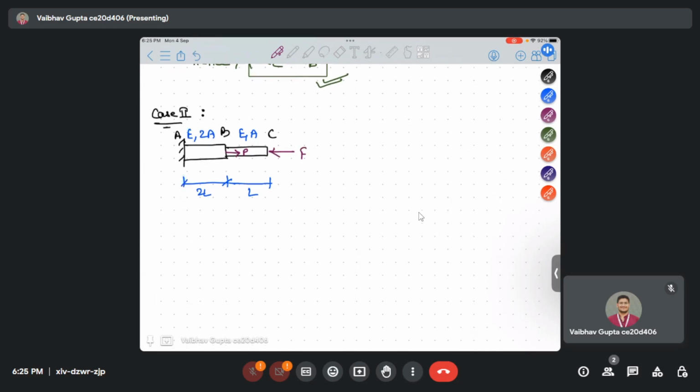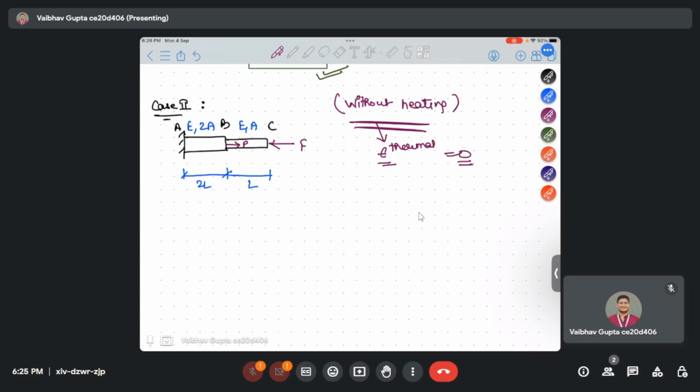Now again we'll draw a free body diagram for both the cases. This is also without heating, which means epsilon thermal will be 0. Now we'll make a free body diagram for AB and BC.